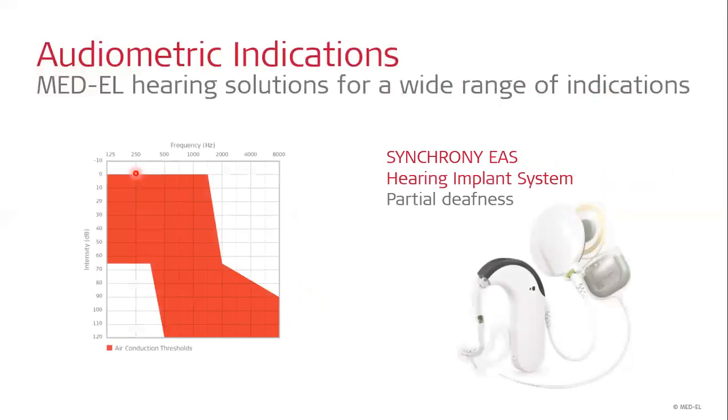And as already mentioned, in some special cases, the patient has some residual hearing in the low frequencies. So the EAS, or electric acoustic stimulation, is the best solution because it will provide acoustic amplification in the low frequencies via the ear mold, and electrical stimulation in the high frequencies via the electrode of the implant.